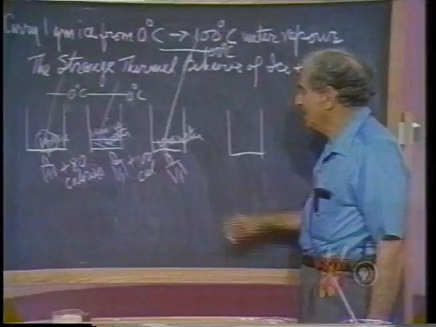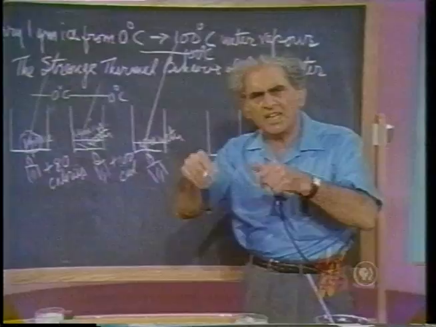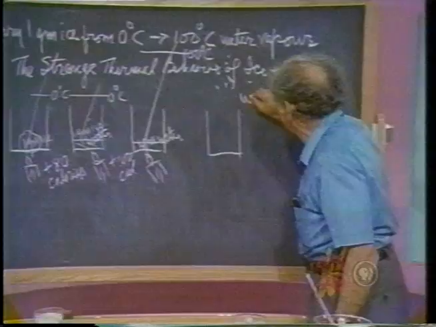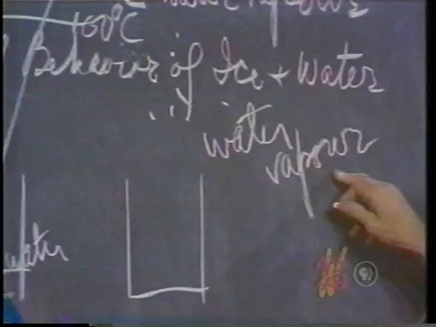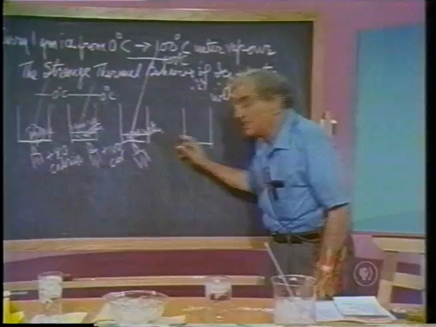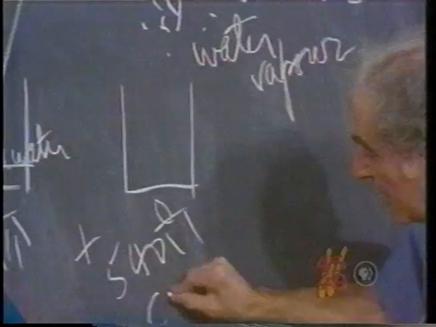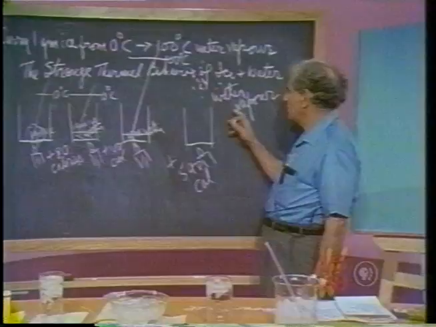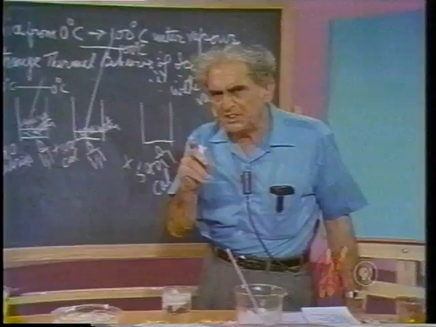I add more heat to 1 gram of water at 100. There's less and less water. And pretty soon there's no water. It is all water vapor. Notice V-A-P-O-U-R or P-O-R. So it's all in the gaseous state. And how much did I have to add? I had to add 540 calories to vaporize that 1 gram of water at 100 and make it 1 gram of water vapor. Do you see then the essential properties of this strange stuff?